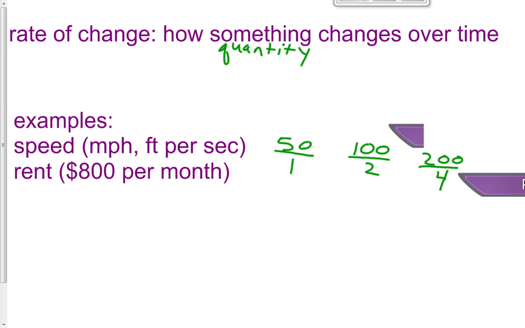Rent of $800 a month is how something changes over time. If we pay $800 for the month of January, for January and February, it's $1,600 in 2 months. And then we can keep on going from there. It is a fraction. It's a rate of change. It's a slope.